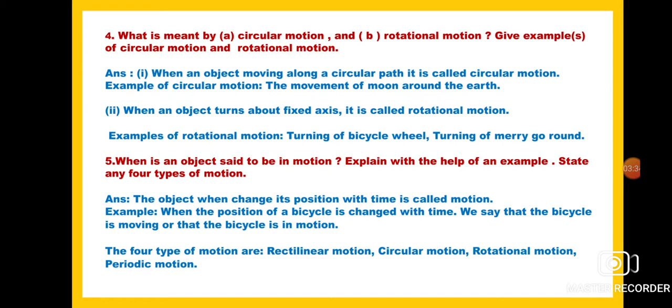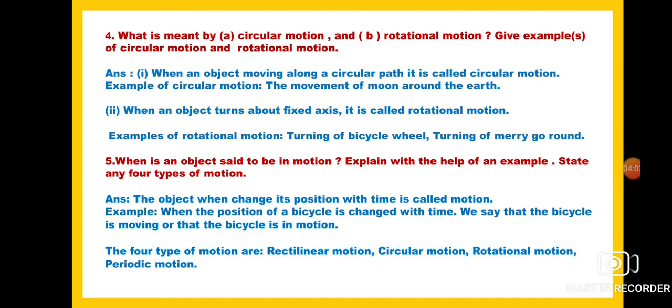And what is rotational motion? When an object turns about its fixed axis, it is called rotational motion. For example, the rotation of the earth, the best example, or the rotation of a spinning top. These are rotational motions. Other examples are the turning of a bicycle wheel, and the turning of a merry-go-round about its center. These are examples of rotational motion.